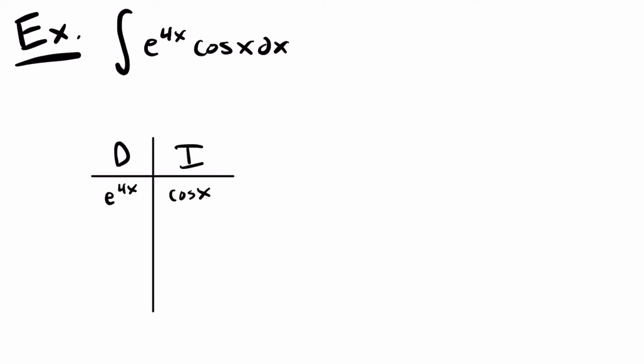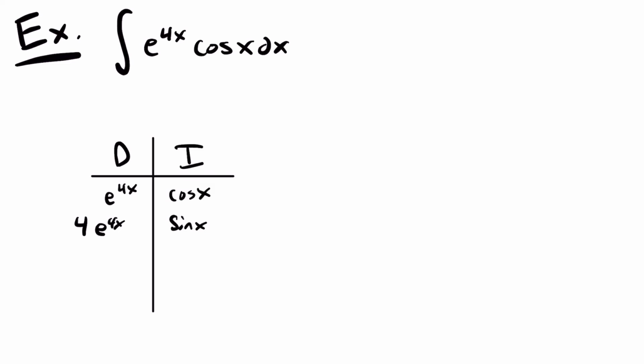And so if we do that, the derivative of e to the power of 4x is going to require the chain rule, since we have e to the power of some function other than just x. And so in this case, the derivative will be that function, e to the power of 4x, times the derivative of that inside function. And the derivative of 4x is just 4, so we'll multiply that by 4. Okay? And then the integral of cosine is sine, so we'll have sine x.